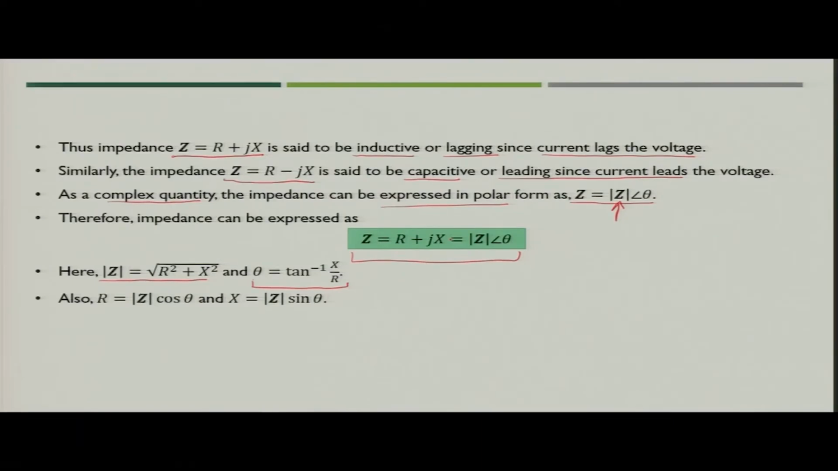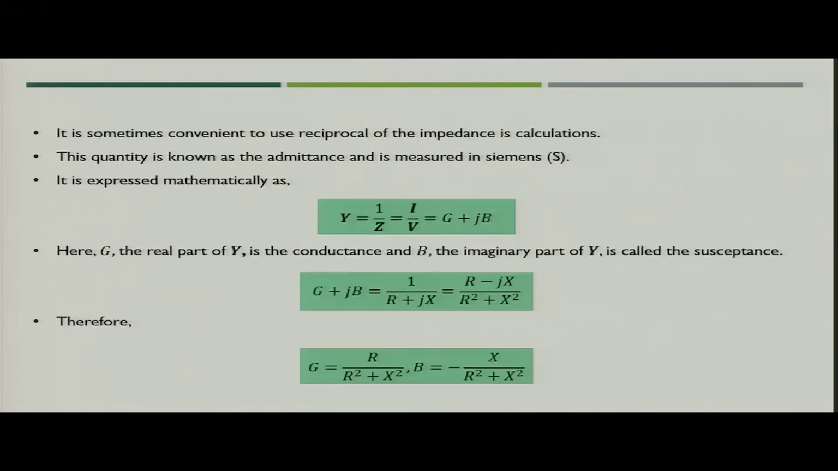Or if you want to convert polar into rectangular, you can say R is nothing but mod of Z cos theta and X is mod of Z sin theta.